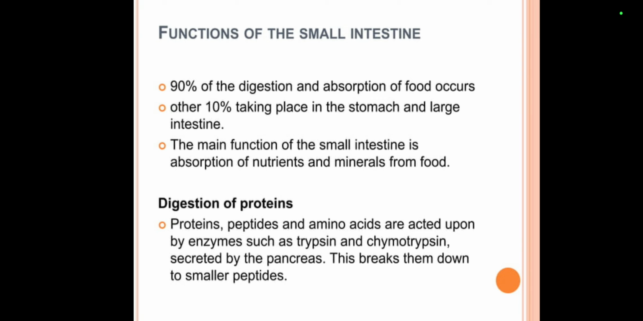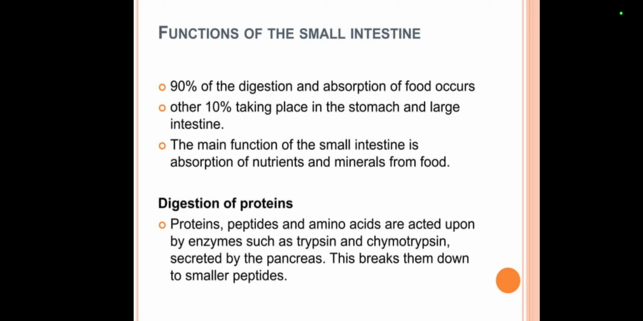So here, the function: it is 90% of digestion. I've already told that one. Other than that, 10% takes place in the stomach and large intestine. The main function of the small intestine is to absorb nutrients. I've already discussed that one.